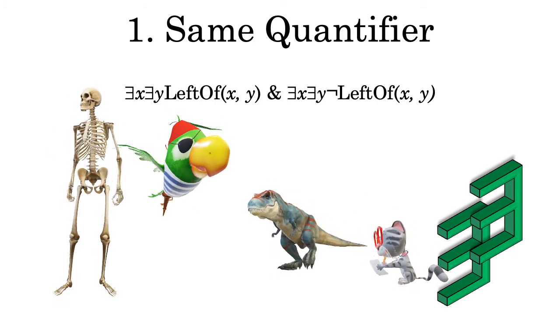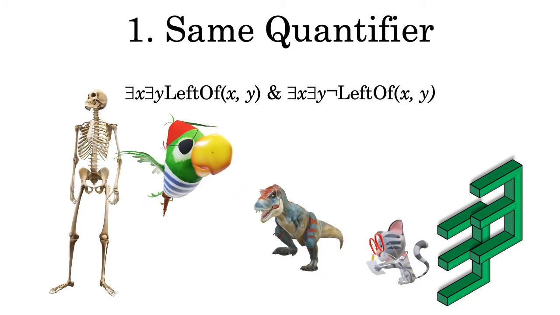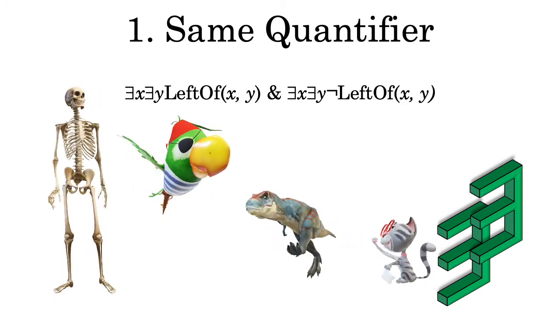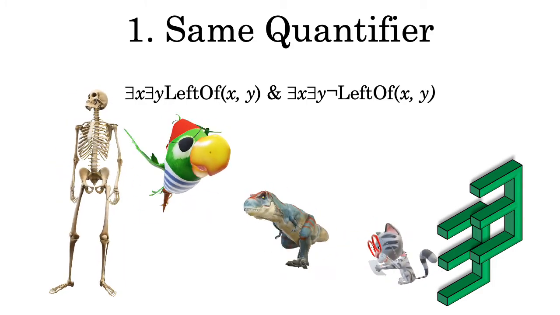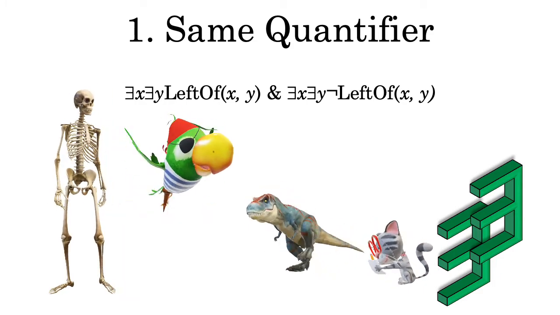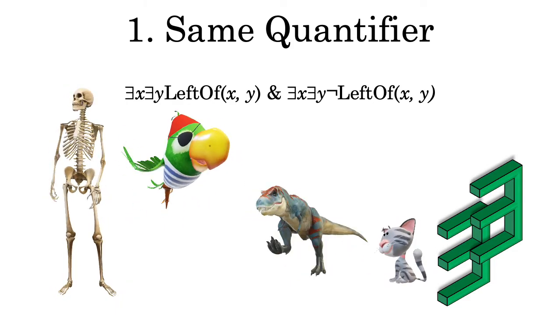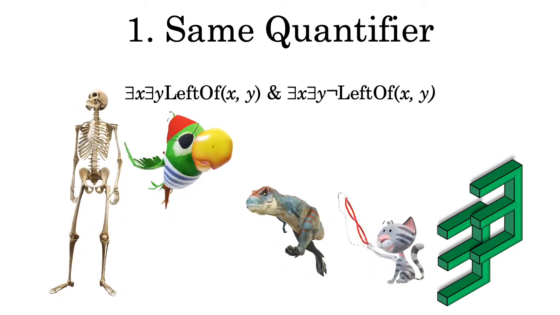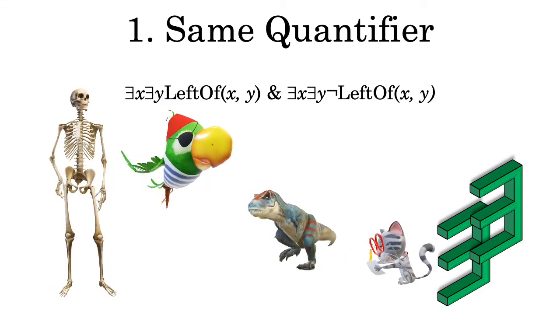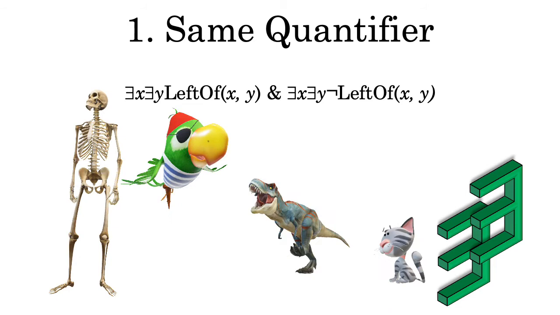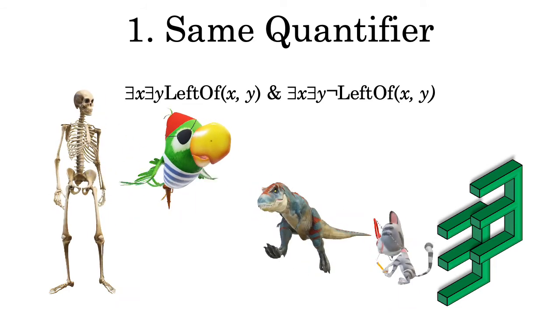So for example, you might think of this statement as being made true by four distinct objects. Let's say a skeleton, a parrot, a T-Rex, and a cat. And you can see that would be made true because the skeleton is to the left of the parrot, so that makes the first conjunct true. And the cat is not to the left of the T-Rex, which makes the second statement true. And that's one of many ways in which you could make that statement true.